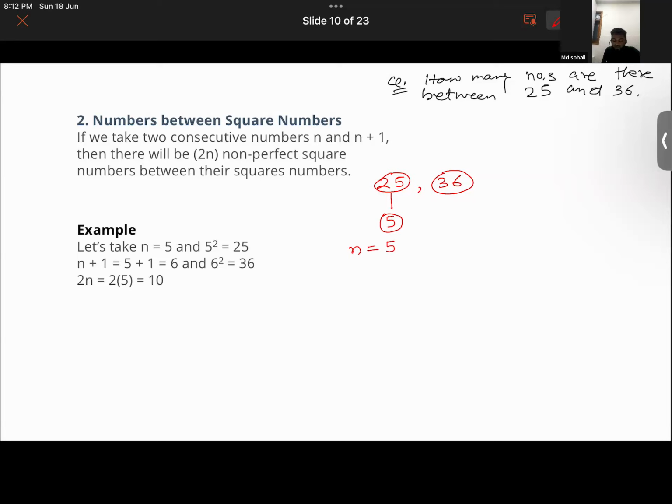And we know that the formula to find how many numbers are in between two square numbers is simply 2n. So we have n here, and we can calculate the numbers now. It will be 2n, that means 2 multiplied by 5, that gives you 10. So there are exactly 10 numbers in between 25 and 36.